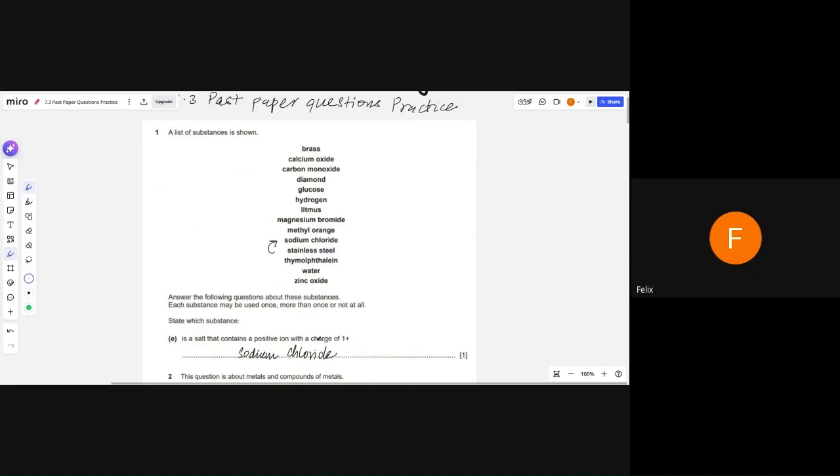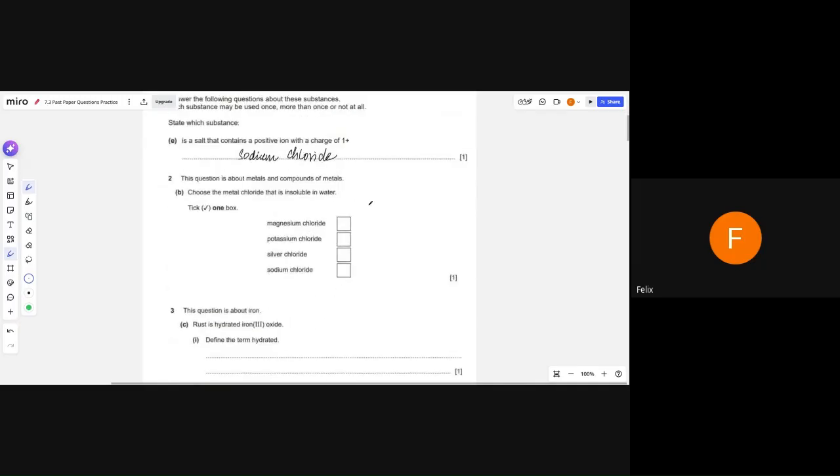Okay, so we move on to the next question. The next question is: choose the metal chloride that is insoluble in water. Again, you have to learn the solubility rules, which are discussed in the previous topic. So silver chloride, right? Silver halides are insoluble in water. So I will tick this one.